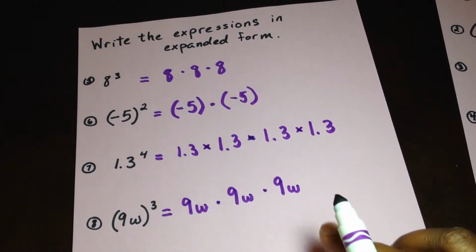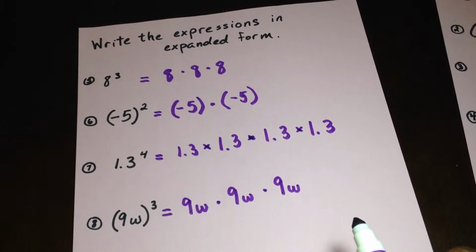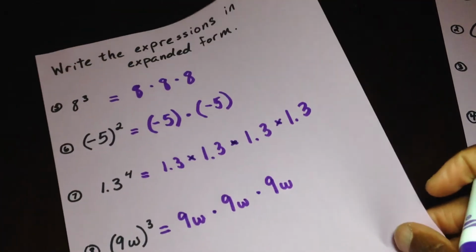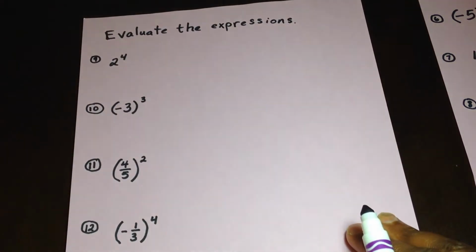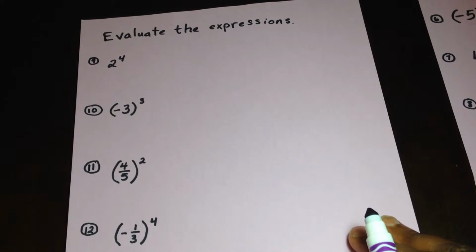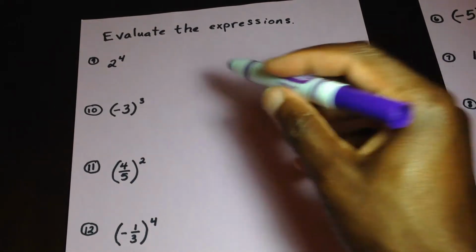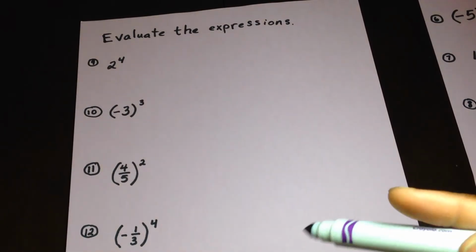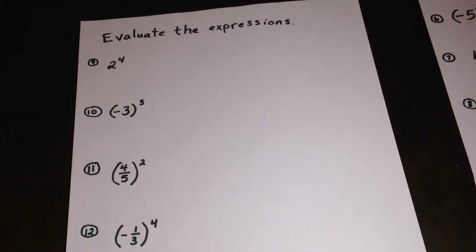And there you have it. We're writing them in expanded form. All right. And now for our final set. Let's try these. So now the instructions are telling us to evaluate the expressions. Now we have to find out what's the value of it, and what it would be in standard form. Again, take a minute to work this out. I'll be here waiting.